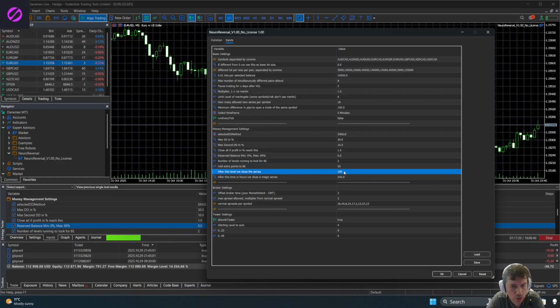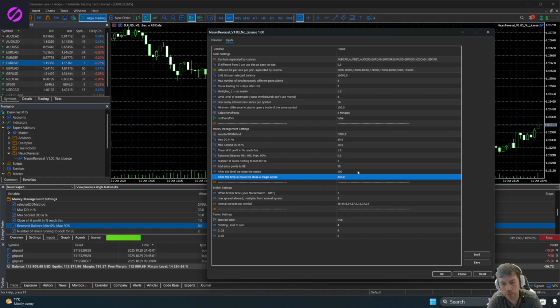Okay, this is if you don't want to keep opening levels forever and you want to limit your grid to 6-7 levels. After the next level, we will close the whole series. And this is to limit how much time you can have a series of trades open. So 40 hours means 2 weeks because we are not counting weekends. So after 2 weeks, if the first trade of the grid was open, we close the whole grid.